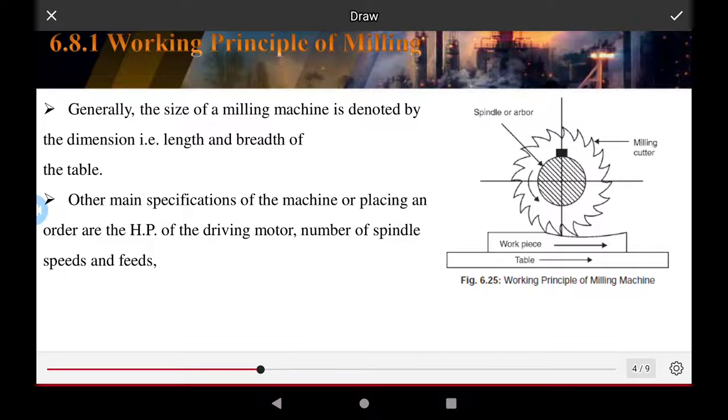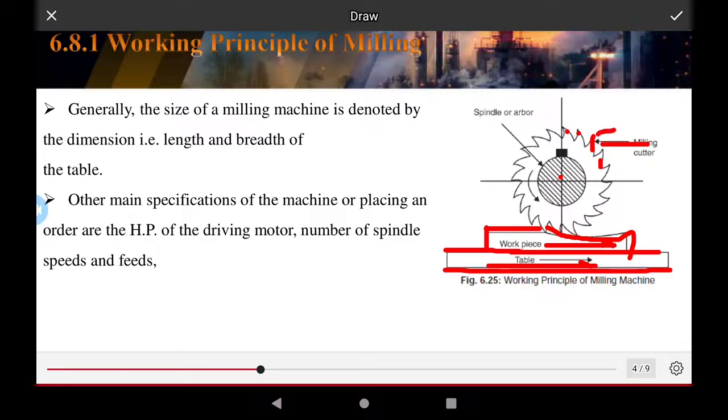This is the base of the table of the machine, and this table rotates. This is the workpiece on the table, and this is the direction of feed of the workpiece. This is the center point of the tool of the milling machine. These are the multiple teeth available on the cutting tool, the milling cutter.